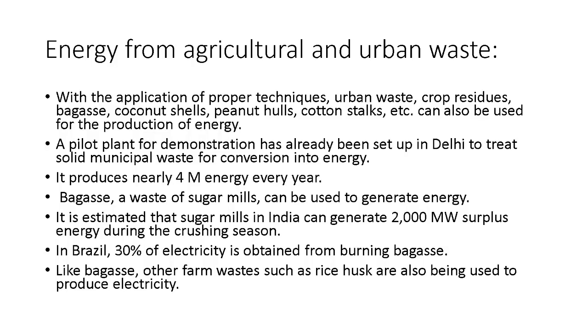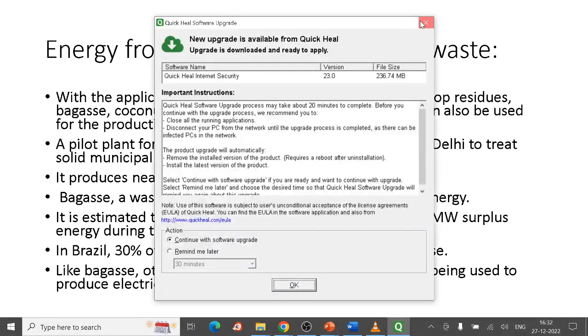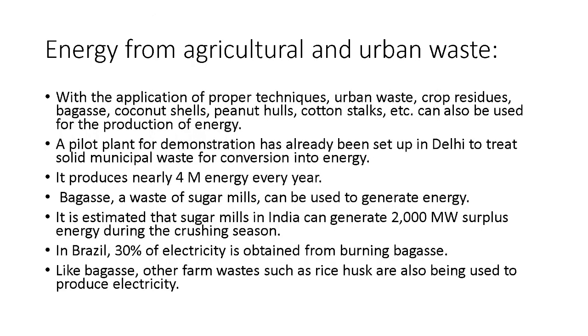Another one is energy from agriculture and urban waste. With the application of proper techniques, urban waste, crop residues, biogas, coconut shell, peanut hulls, cotton stalks, etc., can be used for the production of energy. A pilot plant for demonstration has already been set up in Delhi to treat solid municipal waste for conversion into energy, producing nearly 4 megawatts of energy per year.